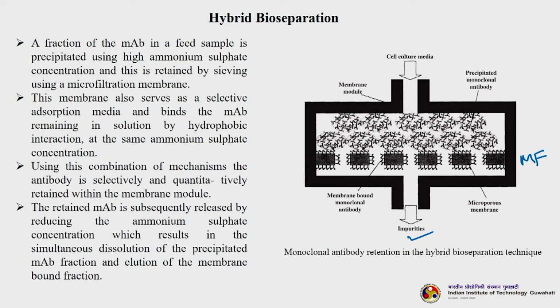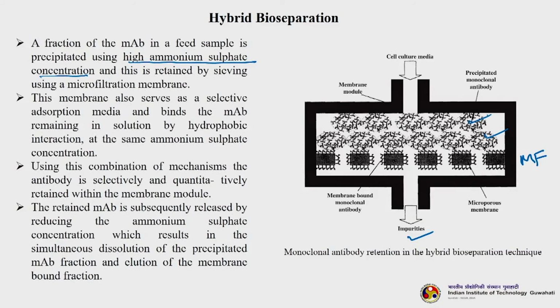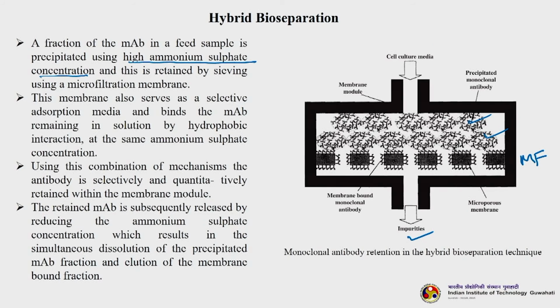A fraction of the MAB in a feed sample is precipitated using high ammonium sulphate concentration, and this is retained by sieving through a microfiltration membrane. So, you are using a high concentration of ammonium sulphate, which will precipitate your monoclonal antibody, and then you pass this through the membrane. Since they have now become aggregates, something similar to micellar enhanced ultrafiltration, these aggregates, due to their big size, will be retained on the surface of the membrane and all other impurities will pass through. Using this combination of mechanisms, the antibody is selectively and quantitatively retained within the membrane module.